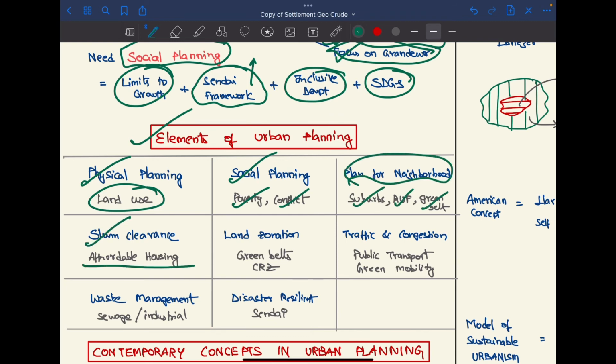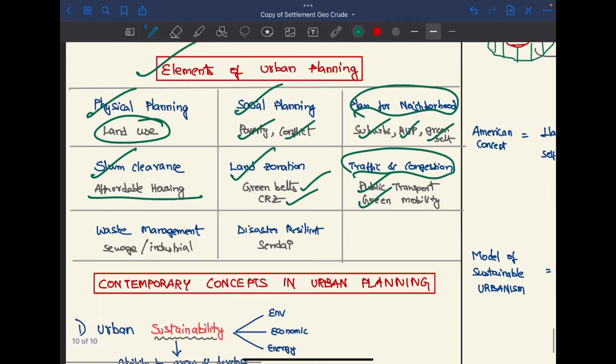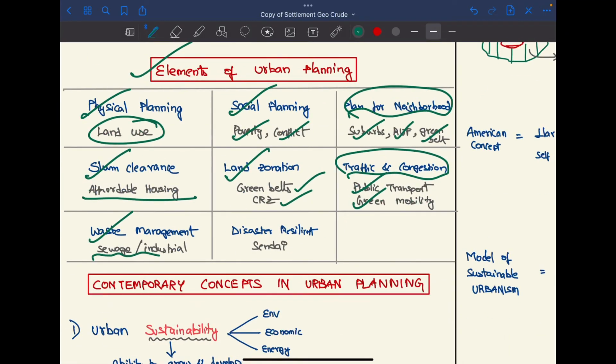Slum clearance, therefore provide affordable housing; land zonation, like demarcating green belts and coastal regulation zones; addressing traffic and congestion via public transport and green mobility; waste management by treating the sewage and industrial waste; and being disaster resilient by following the Sendai framework.